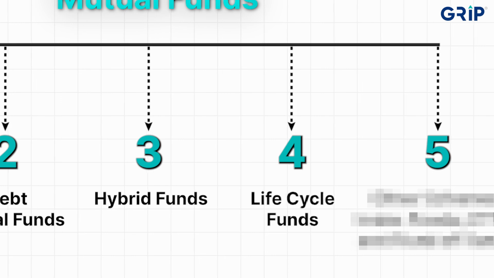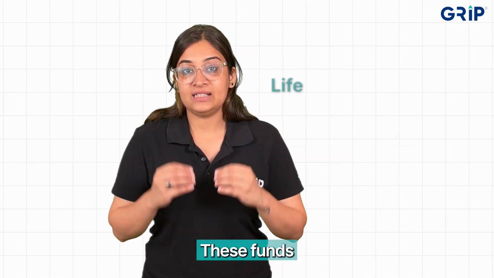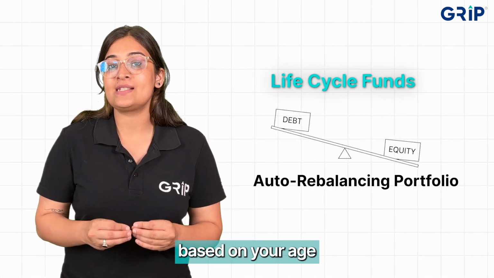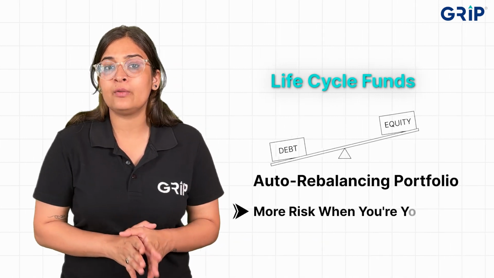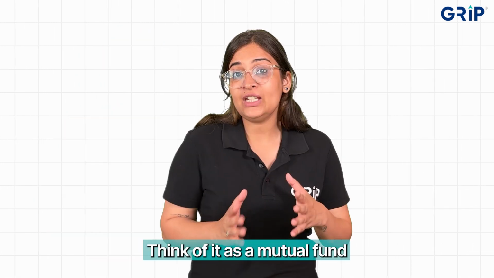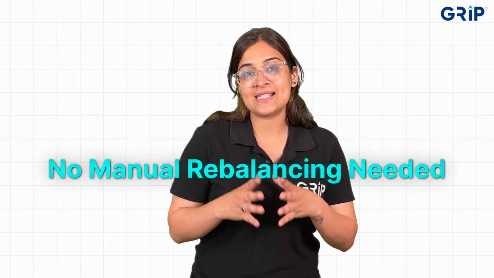Category 4. Life cycle funds. This one's newer, introduced in 2026. These funds automatically adjust their equity debt mix based on your age. More risk when you're young, gradually more conservative as you get older. Think of it as a mutual fund that evolves with you, no manual rebalancing needed.